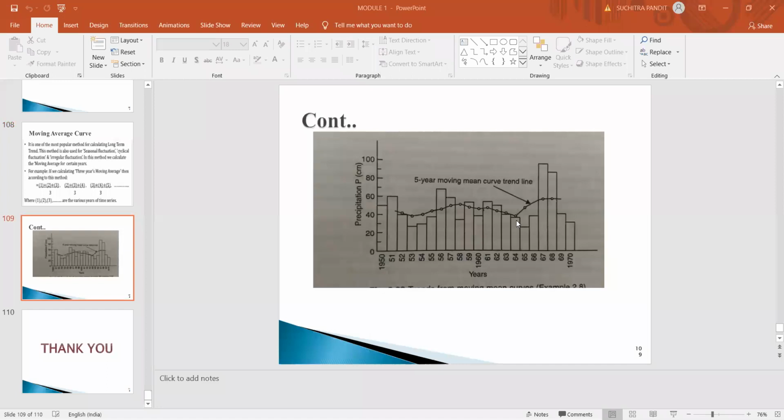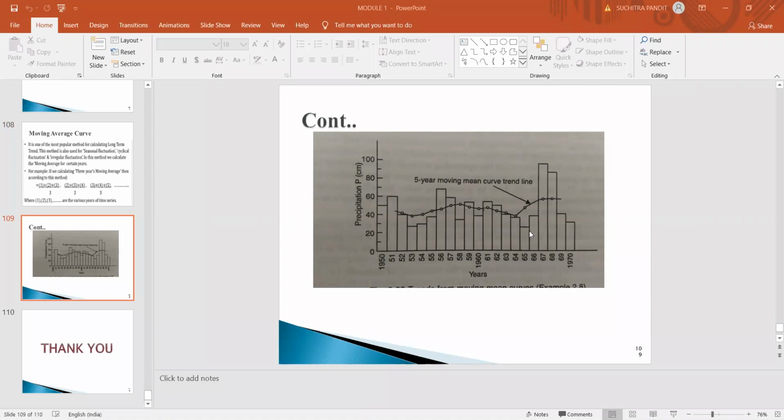The basic idea behind this moving average curve is, for any frequency analysis of rainfall, we require lengthy data for a period of say 20 to 30 years. Now, if you present all these rainfall data for those particular years, it will be a bar graph like this.